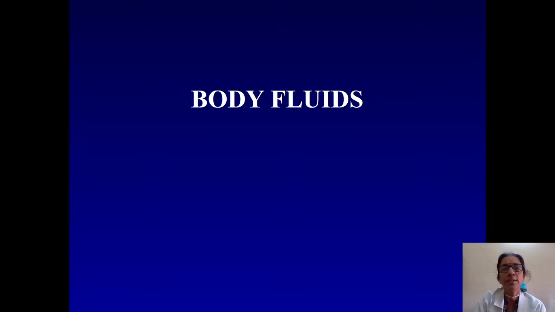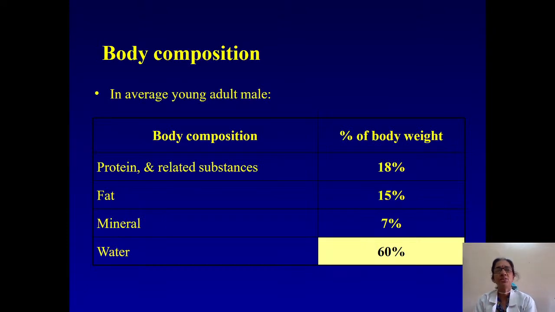So body fluids in an average young adult male, supposing he weighs about 70 kilos. His water is about 60%. 60% of his weight is water. And protein and related substances is 18%, fat is about 15%, minerals are about 7%. Look at the composition of water. Water is about 60%. So you can say a 70 kilos person will have 60% of body water.